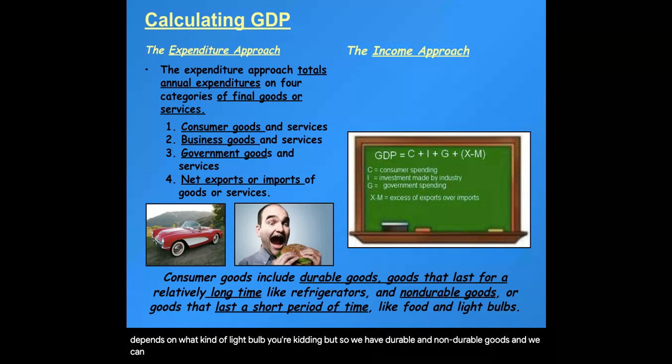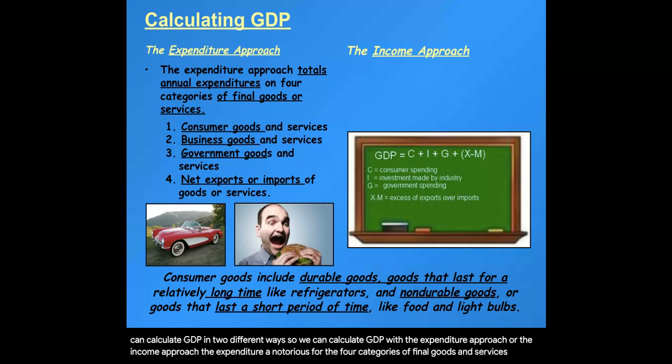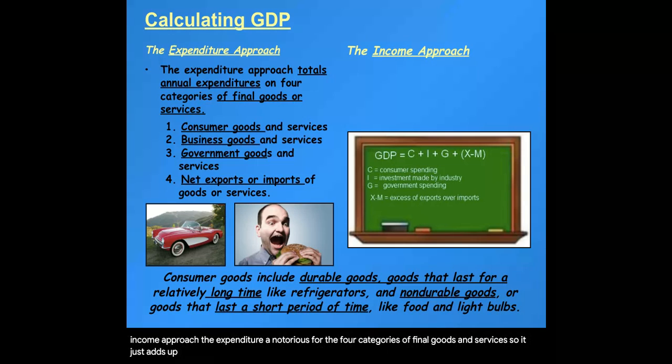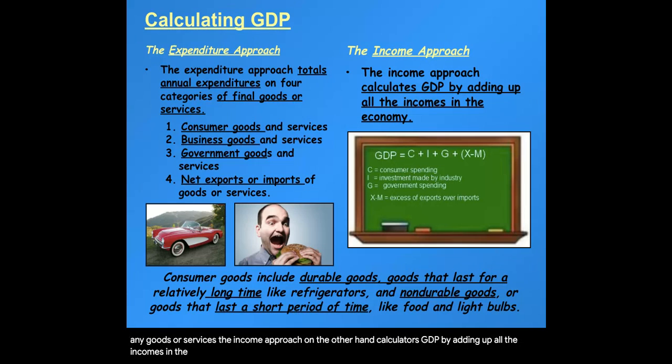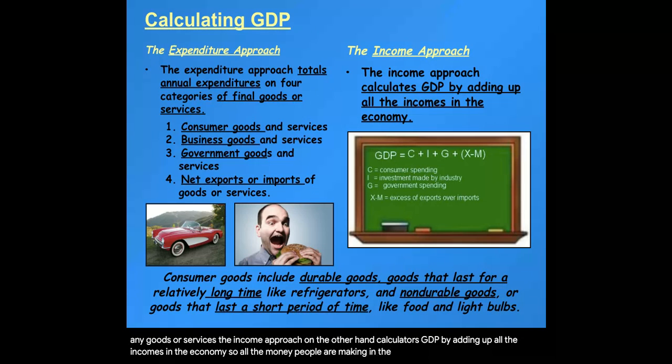And we can calculate GDP in two different ways. So we can calculate GDP with the expenditure approach or the income approach. The expenditure approach totals all the annual expenditures for the four categories of final goods and services. So it just adds up consumer goods, business goods, government goods, and net exports or imports of any goods or services. The income approach, on the other hand, calculates GDP by adding up all the incomes in the economy, so all the money people are making in the economy.